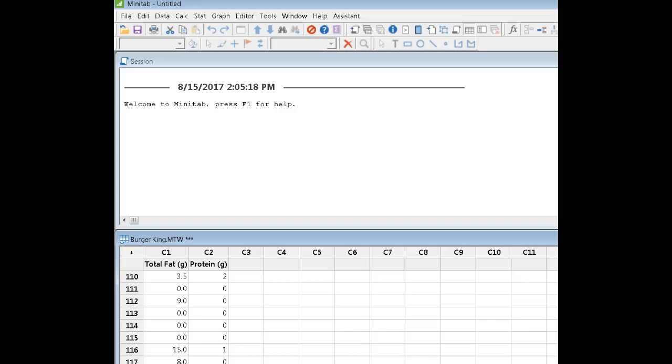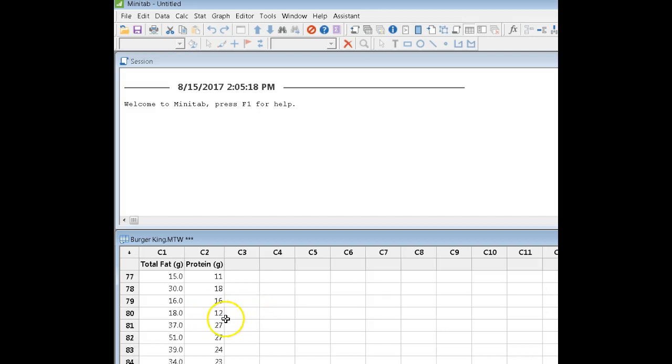Okay, let's have a look at running a regression in Minitab. I've got the Burger King data here in this file, and if I scroll down, there are 122 items on the Burger King menu. God, I didn't know they sold so many things.